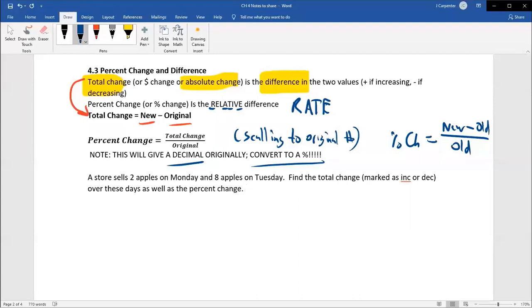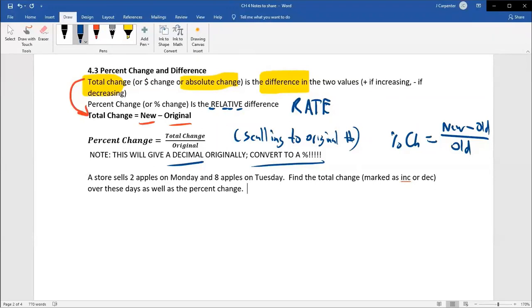Now, here's the classic mistake that people will make. They'll go, oh, well, 8 divided by 2 is 4, so that was a 400% change. No, that's completely wrong. 8 divided by 2 is 4, scaled to a percentage is 400, but that would just mean that the number of apples sold on Tuesday is 400% of the apples that we sold on Monday. That's going back to the previous section, because we're scaling the apples on Tuesday to the apples on Monday. So you do 8 divided by 2, and you have the 100 for Monday, and you'd get 400%.